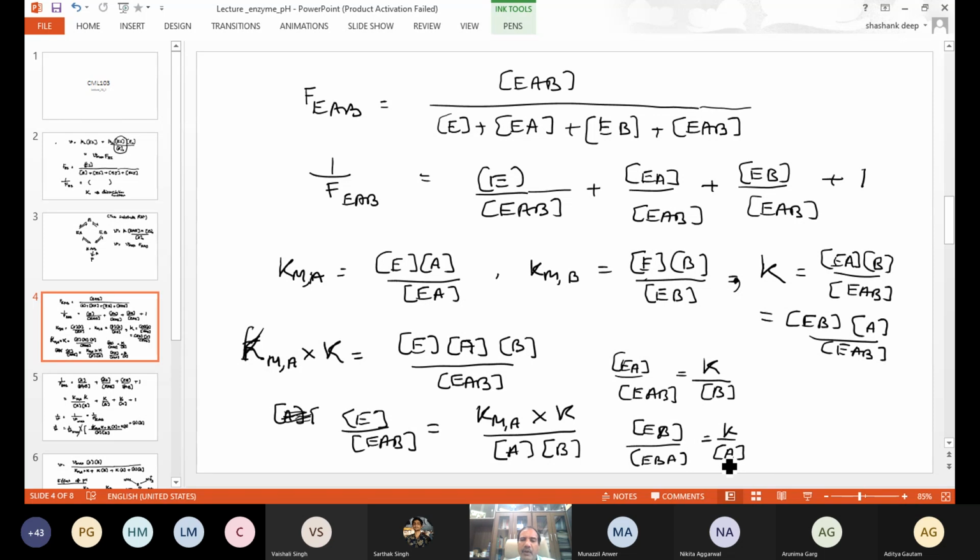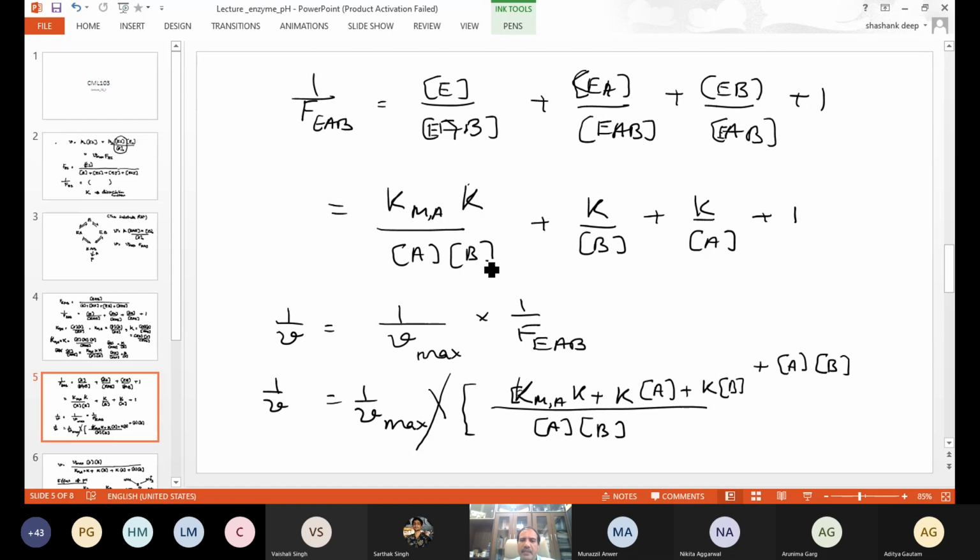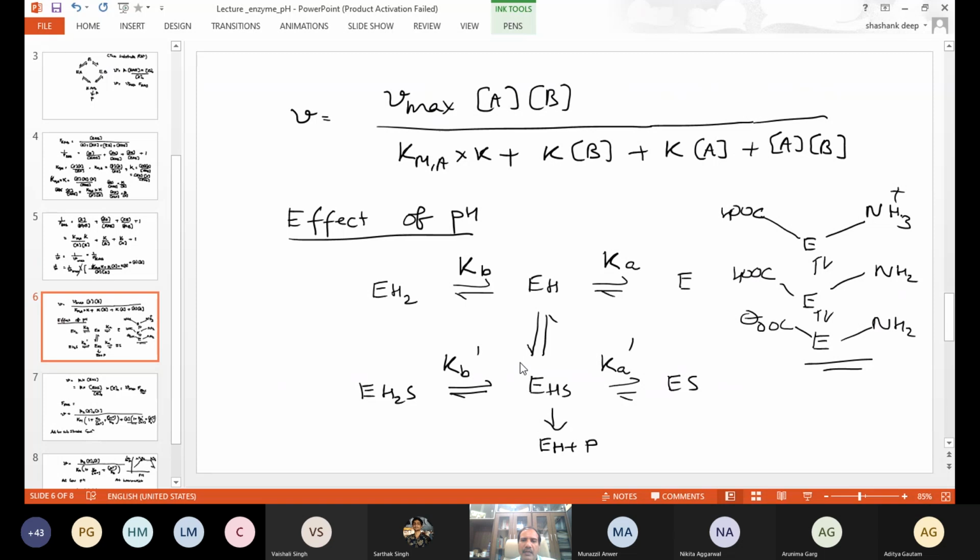And then from that I can calculate this thing. 1 by FEAB is KMA into K by A into B plus K by B plus K by A plus 1. And in the same way I can calculate it. So it is not very difficult to do these things. So this is your equation: V is equal to Vmax into A into B over KMA into K plus K into B plus K into A plus A into B. Just try it yourself, and I'm sure that it is very easy to derive.